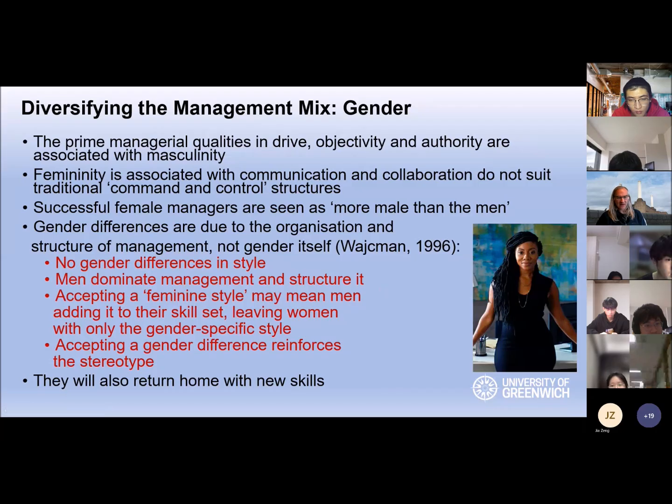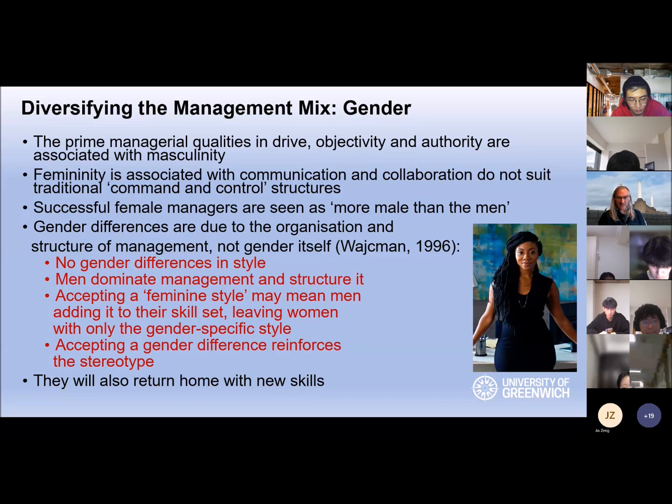Diversity. So important to have that diversity. We've seen it in the nine personality types, but it goes deeper than that. We can talk about age, we can talk about race diversity, but let's just have a look at gender. So managerial qualities are often associated with masculinity, like ambition, drive, being objective, having authority. Now, this is actually complete nonsense, but that's the way we often perceive it to be.